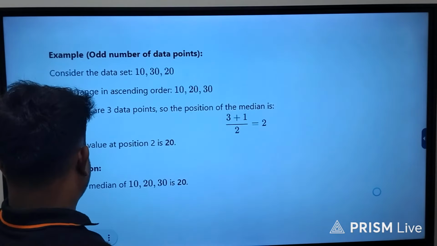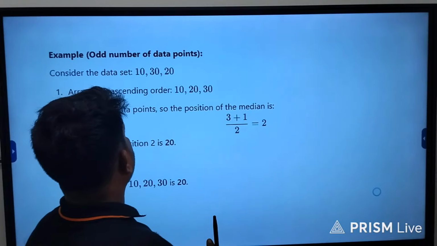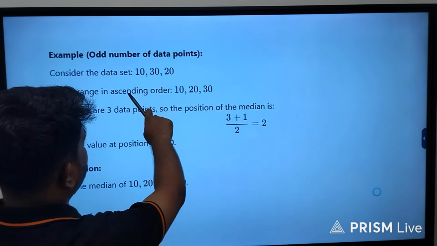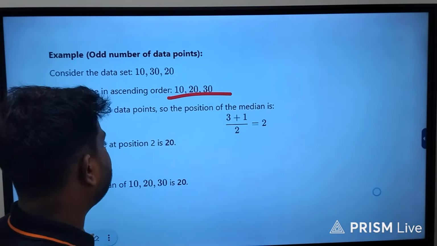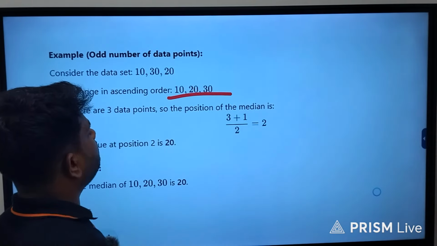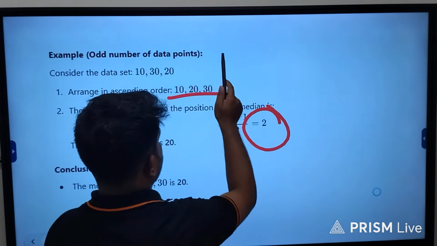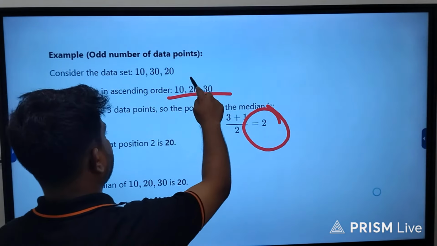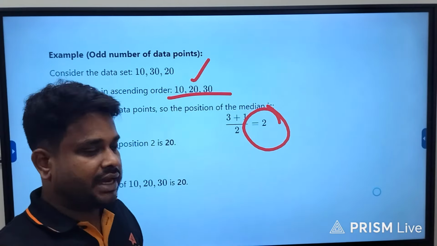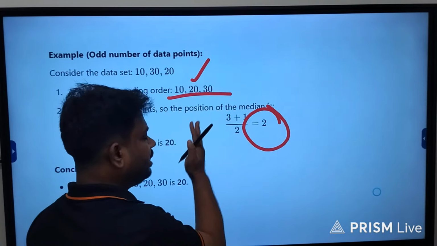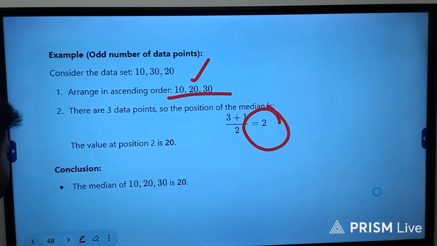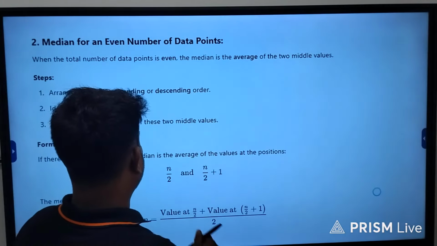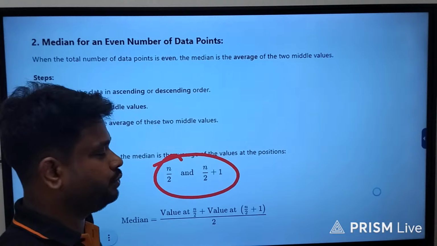The next thing is an example for an odd number of data points and an even number of data points. If we have 10, 20 and 30, there are 3 data points. So the position of the median will be 2, that is 20. Instead of going by the formula, you can just arrange them in ascending or descending order and find the middle one. The conclusion will be 20. Talking about the median of an even number of data, it will be n by 2 and n by 2 plus 1.